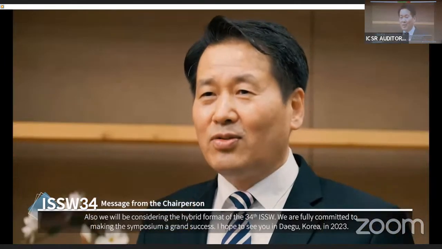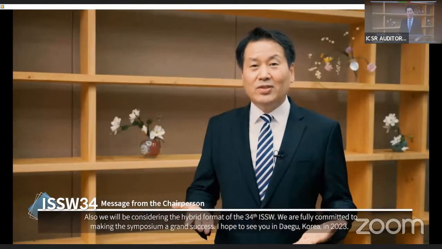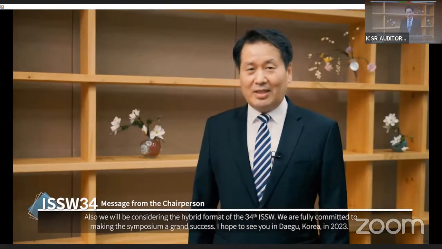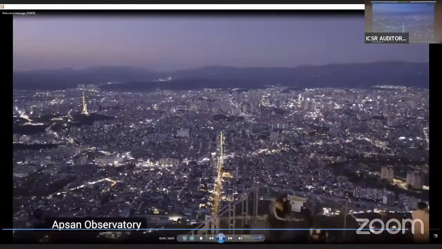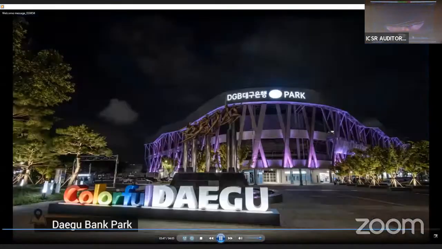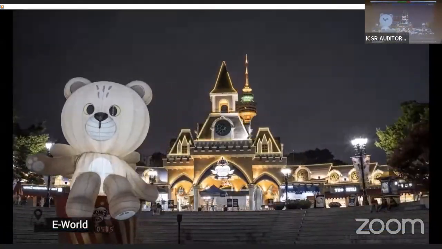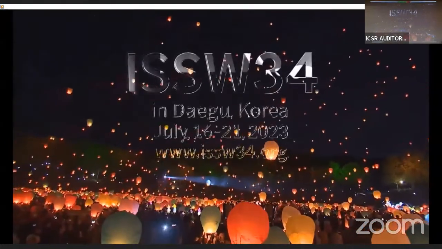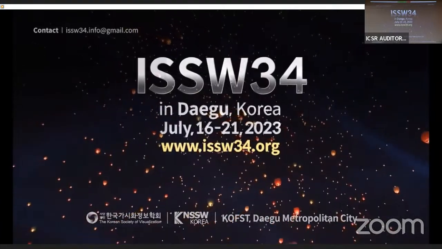We are fully committed to making the symposium a grand success. I hope to see you in Daegu, Korea in 2023. The 34th ISSW in Daegu promises to be a safe, secure, and memorable event for all attendees. We look forward to welcoming you in the summer of 2023.